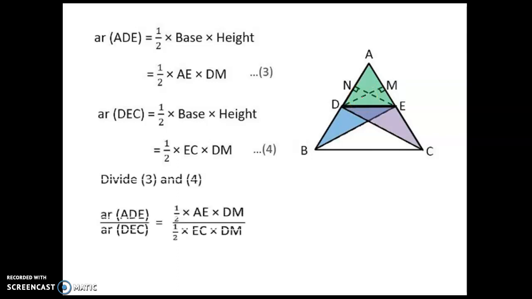Now again doing the same step, divide 3 by 4. Area of ADE divided by area of DEC equal to, so we are writing the same equation. Here also half will get cancelled, then DM will get cancelled. So we will be left with AE by EC. This is our equation B. First we got equation A and now we got equation B. Moving to the next slide.